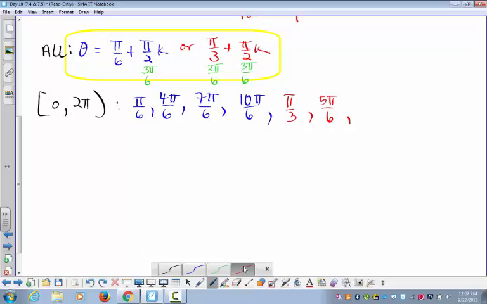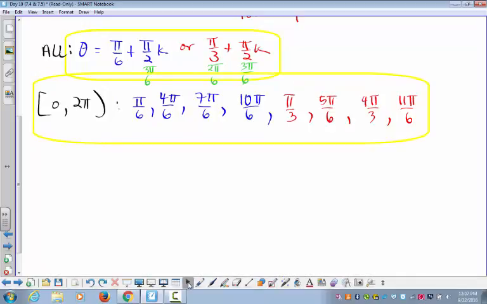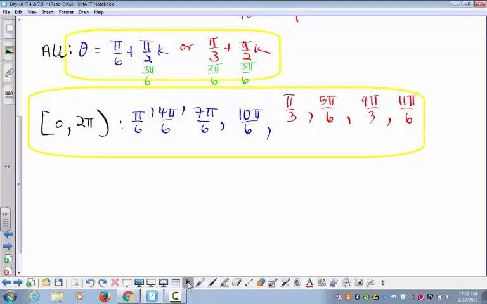And then we get 8 pi over 6, which reduces to 4 pi over 3. And then we get 11 pi over 6. So those would be our 8. And it may be easier not to reduce right away, but if you do reduce, that's what you'll get.